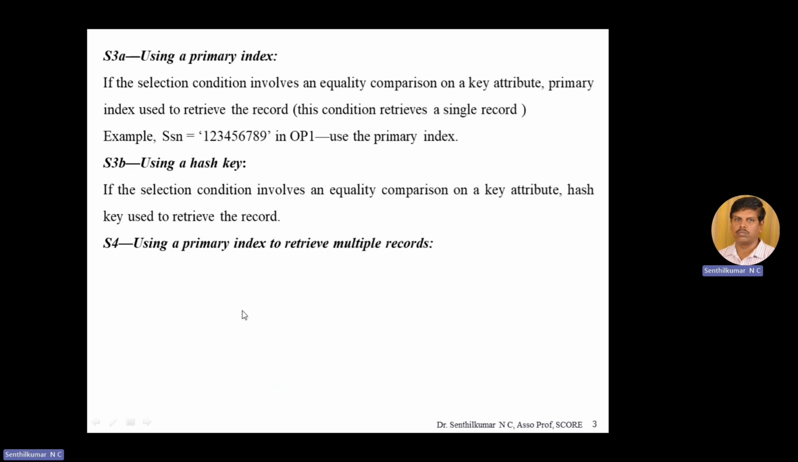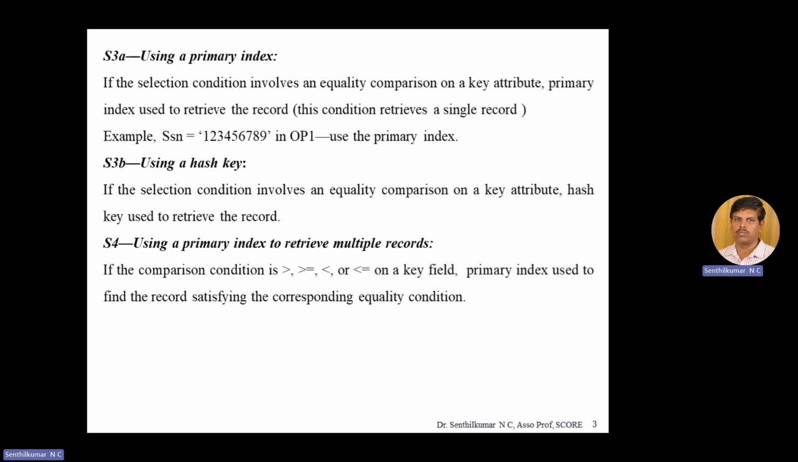And next is using a primary index to retrieve multiple records. When the condition in the select operation contains an operator other than equal, such as greater than, less than, or not equal to, we will get multiple records. At that time this algorithm will be used to retrieve the multiple records, using the primary index.